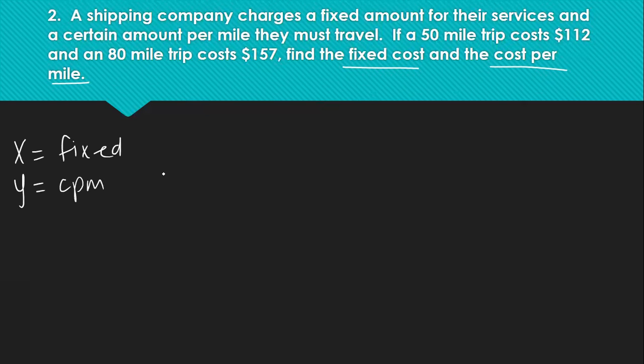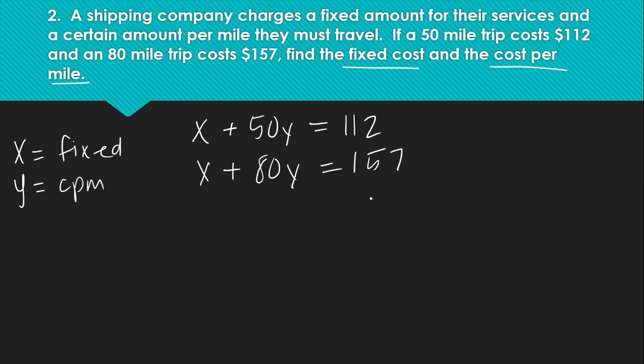So reading the first sentence, we have a 50-mile trip cost. So they have their fixed amount, right? Plus 50 times some y equals $112, because that's your cost per mile. Agreed? Then we have our 80-mile trip. So you have your fixed cost plus 80 miles at some rate equals 157.